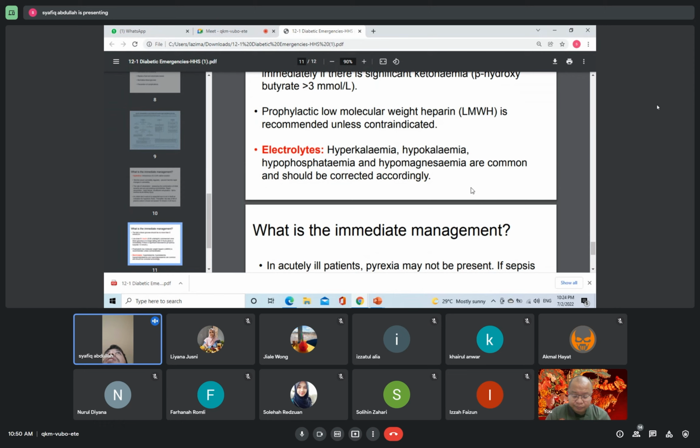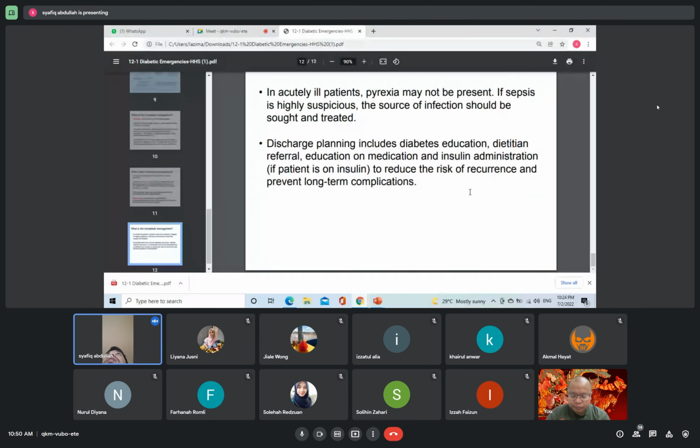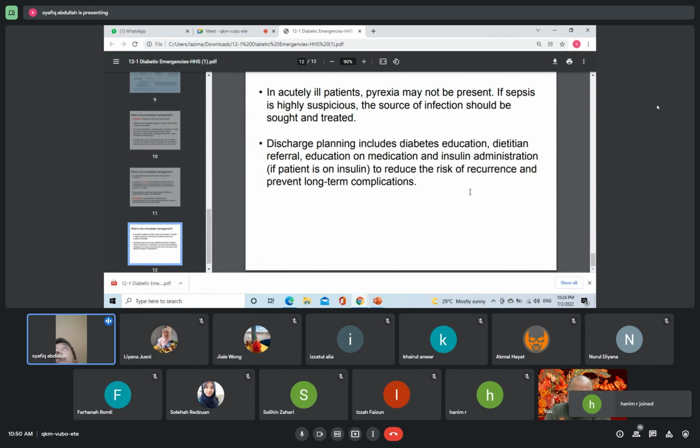Electrolyte abnormalities, hyperkalemia, hypokalemia, hypophosphatemia, hypomagnesemia are common and should be corrected accordingly lah. Acutely ill patient, if there is fever, if there is no fever, if sepsis is highly suspicious, the source of infection should be found and treated accordingly lah. When we want to discharge the patient, the discharge planning includes diabetes education, patient referral, education on medication, and insulin administration if patient is on insulin, to reduce the risk of recurrence and prevent long-term complications.